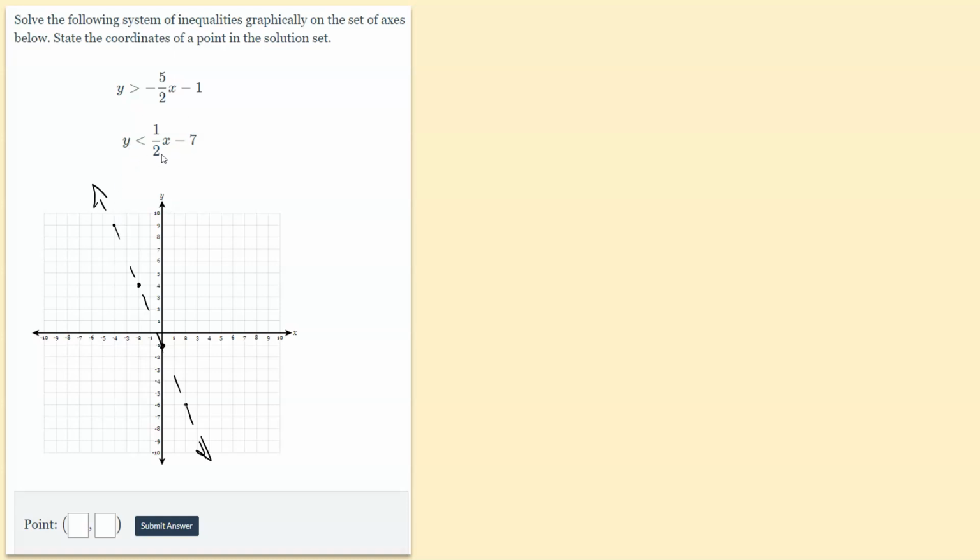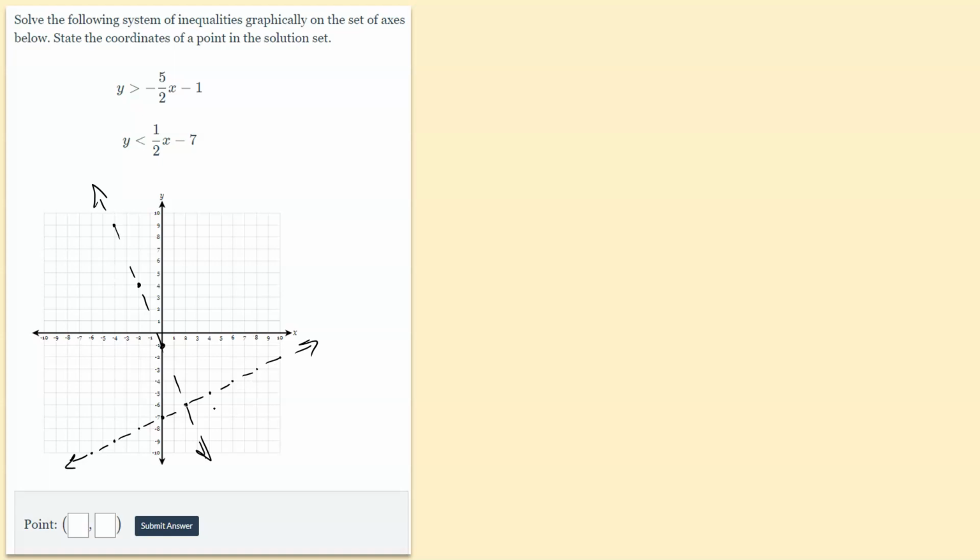Now I'm going to go ahead and plot the points for my second line. Y is less than 1/2 x minus 7. So there are the points for that line. So y-intercept of -7, slope of 1/2. So rise 1, run 2, rise 1, run 2, rise 1, run 2, or rise -1, run -2 in the other direction. Right, so it should look something like that. Once again, it's going to be a dashed line because there's no equal to. So I'm going to go ahead and draw that. Make sure you don't forget your arrows if you're drawing these on paper. So this line we would be shading below.